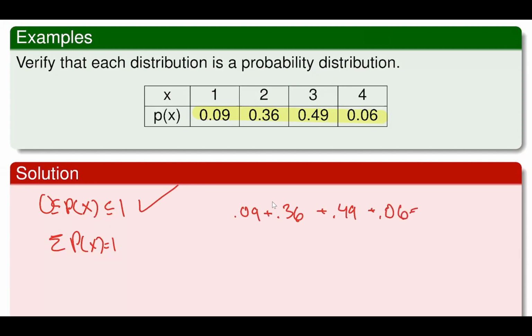So let me do this in my calculator. You should also do it in your calculator. So we get 0.09 plus 0.36 plus 0.49 plus 0.06. Cool. If you do this, they actually add up to 1. Since they add up to 1, this condition is also met. So we'll say this is a probability distribution.